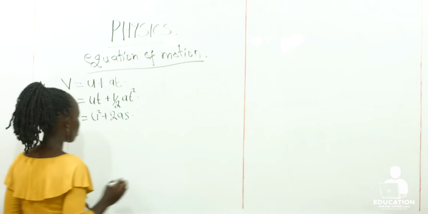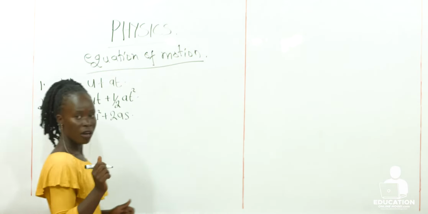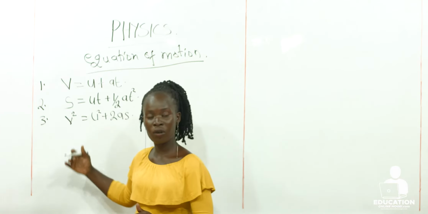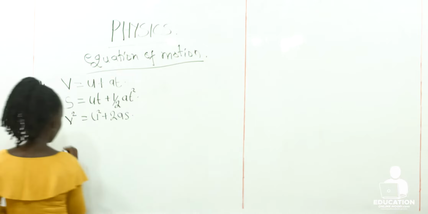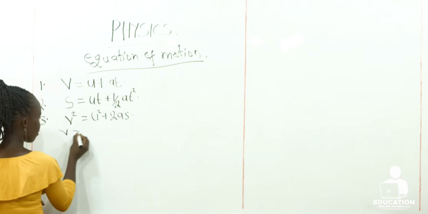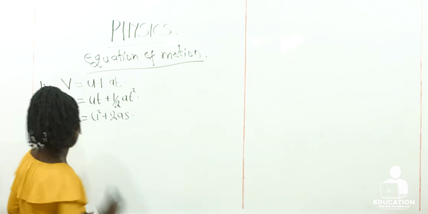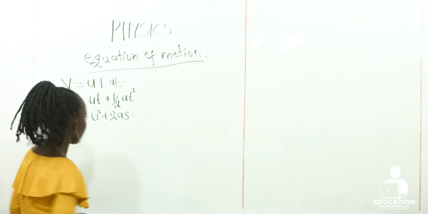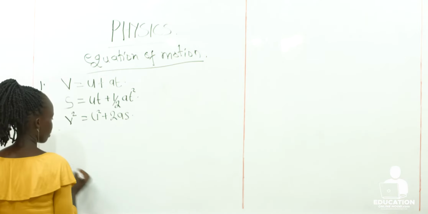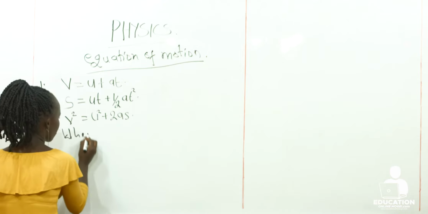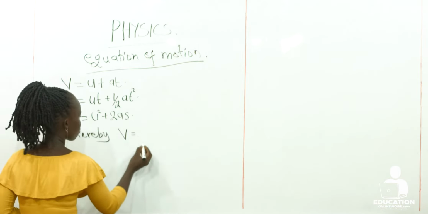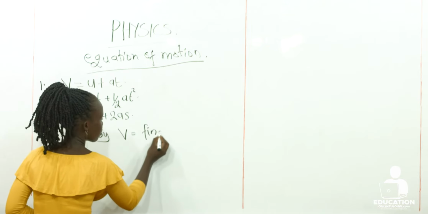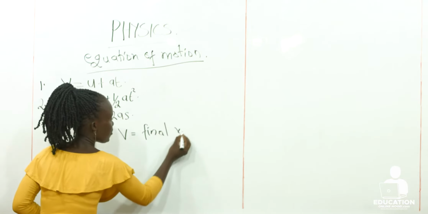So that we don't get confused, let me summarize for you these letters. I'm going to write for you the letter and then write it in full. So when you look at v is equal to, let me put it this way, whereby v is equal to final velocity.